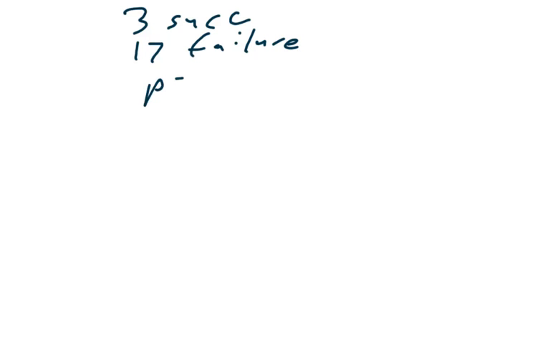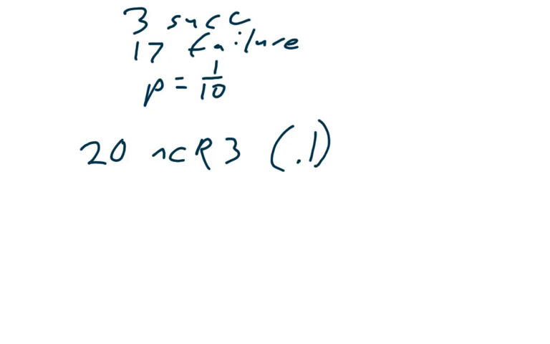Okay, so 3 successes, 17 failures, and the probability of success is 1 out of 10. So we do 20 nCr 3, 0.1 to the third, 0.9, which is the probability of not getting a 2, to the 17th. Which gives me an answer of 0.990.